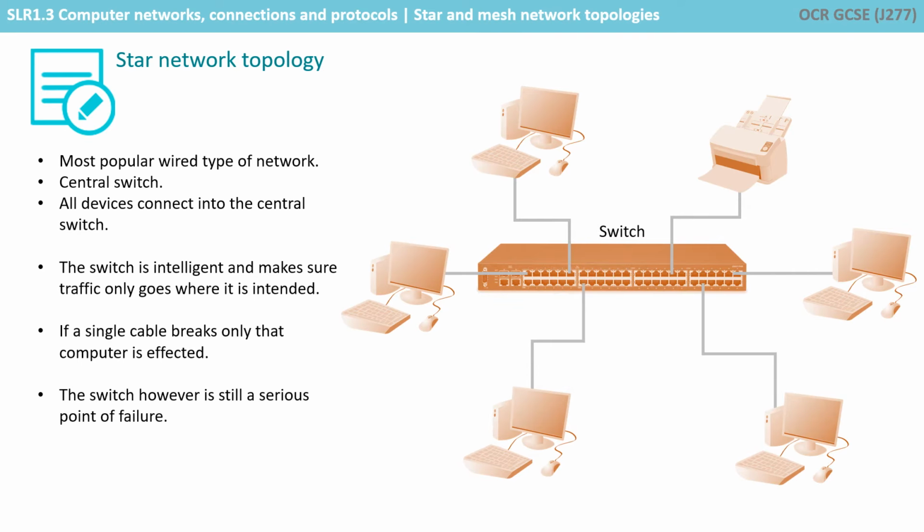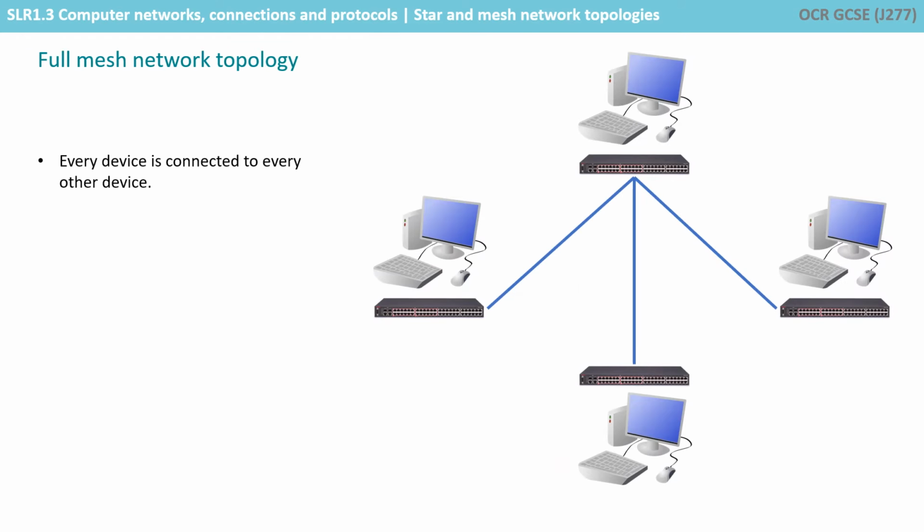Now, of course, it won't have escaped your attention that there's still a central problem. If the switch happens to break, then all the computers on the network are still going to lose their connection. One solution to the problem is to create what's called a full mesh network. This is where every computer is connected to every other computer.